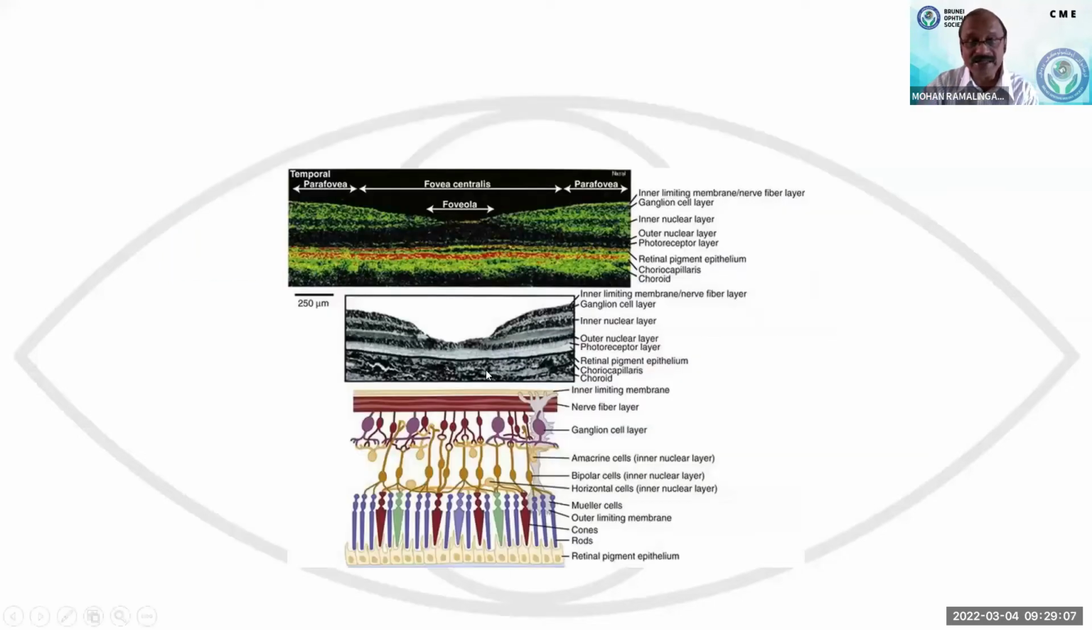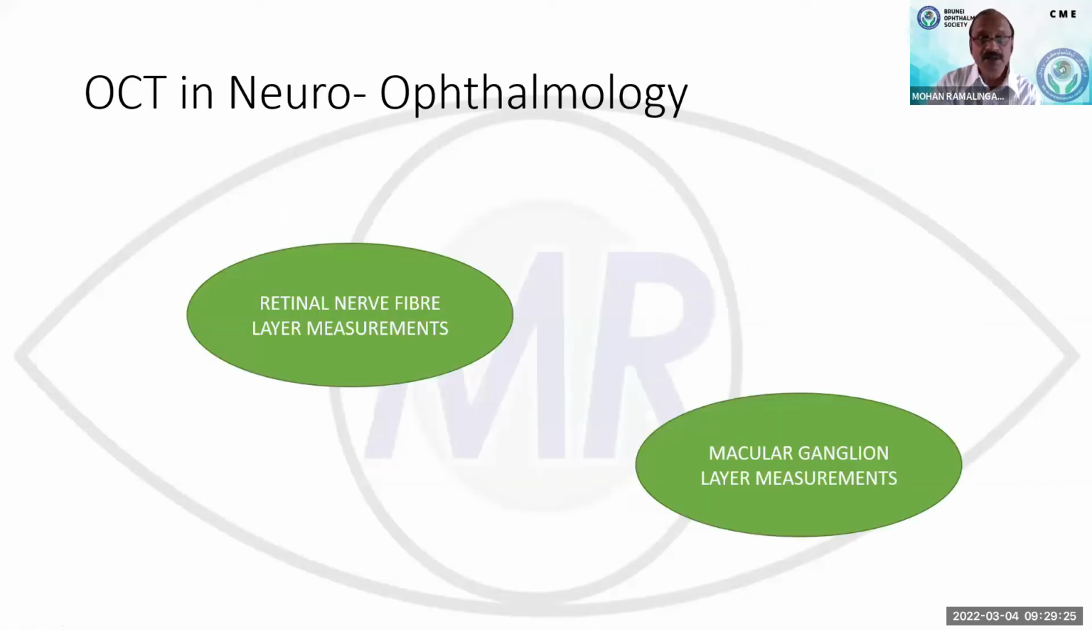Now, whatever is seen histologically, and the connections. So basically, we are interested in rods, the bipolar cells and ganglion cells. Now I have in front of my eyes the ganglion cells, the bipolar cells, the rods and cones. In neuro-ophthalmology, it is used to measure the retinal nerve fiber measurements and the macular ganglion cell layer.